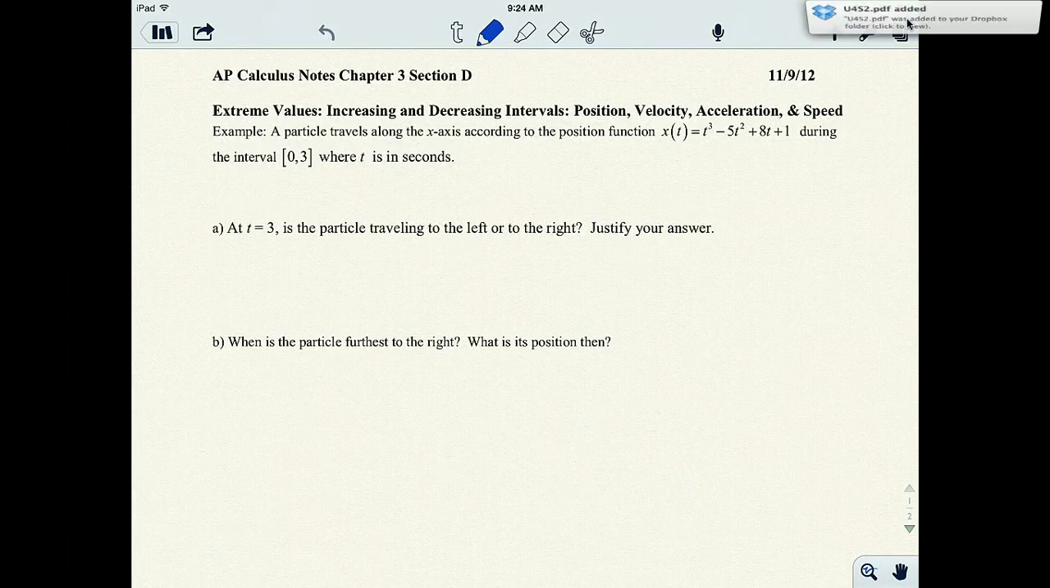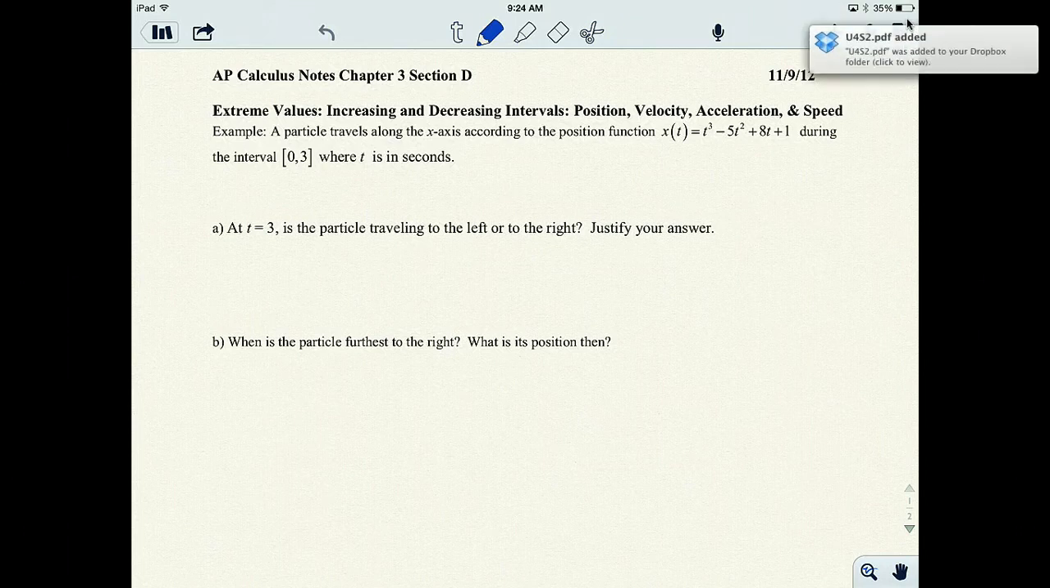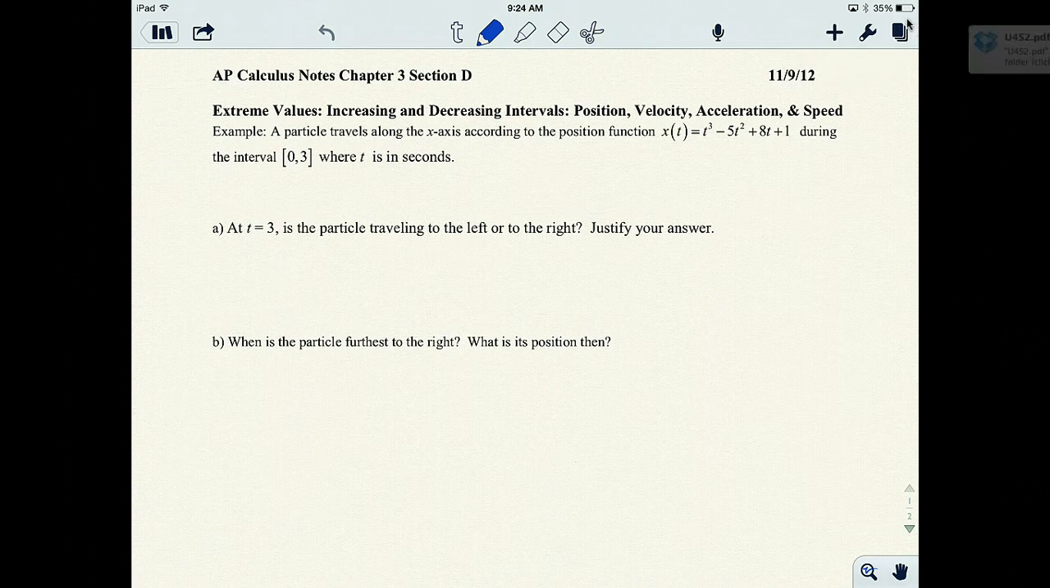Hello, this lecture is on Unit 4, Standard 3, and this is talking about what we've been talking about already, about extrema, local and absolute minimum and maximum. But this time, and for the next lecture, we're going to apply it to some real-world examples. In this particular example, we're going to be looking at that absolute min and max, but applied to position, velocity, acceleration, and speed.